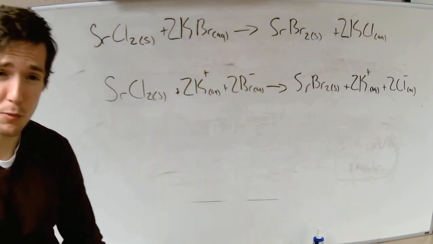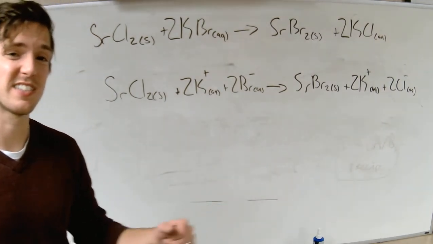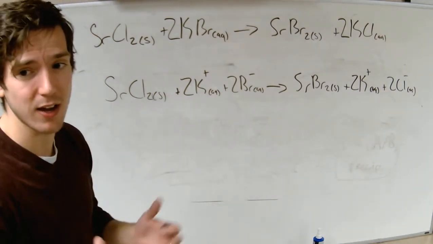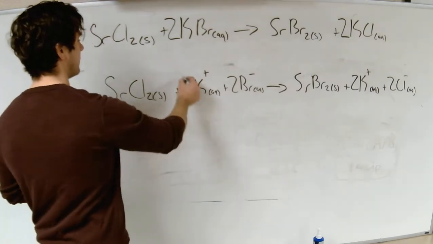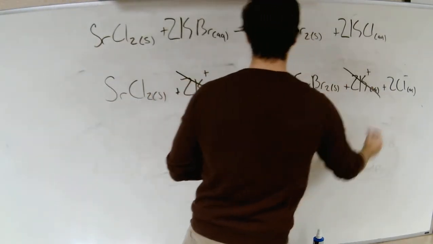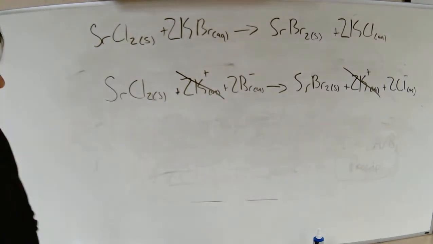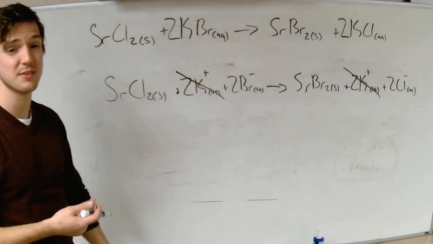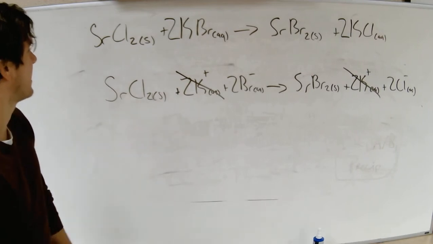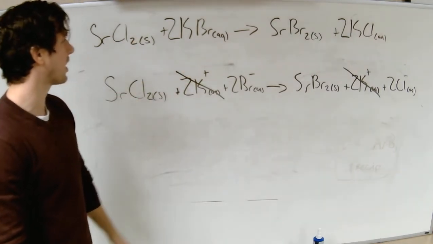But just follow your rules, okay? Things that are the same on both sides, we're going to cancel out. So we're going to cancel out these 2 K pluses. And that's it. Really, the only thing that was a spectator ion was K+. It was just a delivery system, and it helped us get our Br in there.